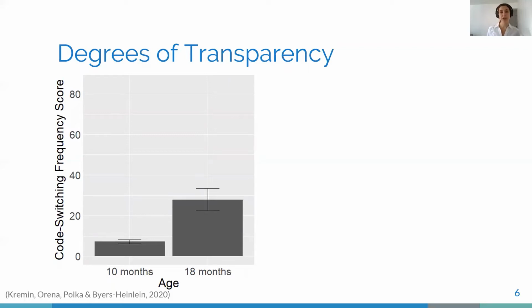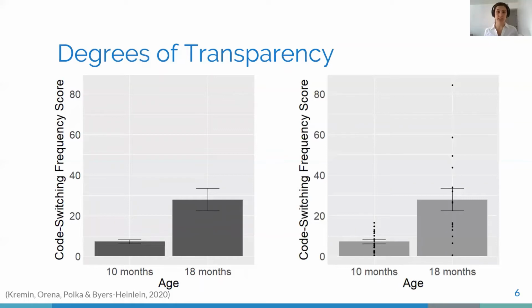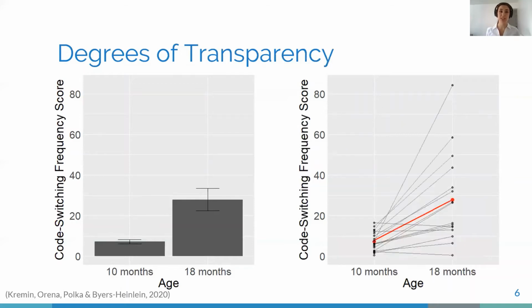So to increase the transparency, we can first add individual data points on top of the bar plot. This automatically gives us a really good look into what is happening at 10 months and at 18 months. We can see that the spread of the data is much different. If we want to take it even one step further, we can get rid of the bar plots altogether and actually draw lines in between 10 and 18 months, since this was longitudinal data, and then we can add in a red line signifying the average at both of these time points.